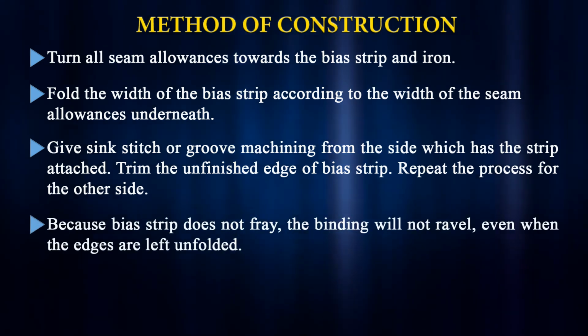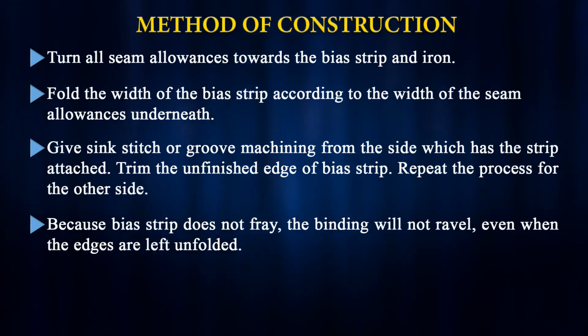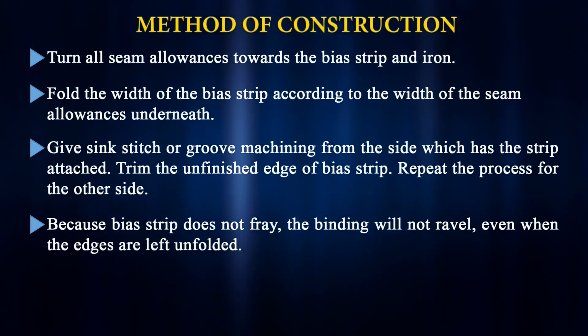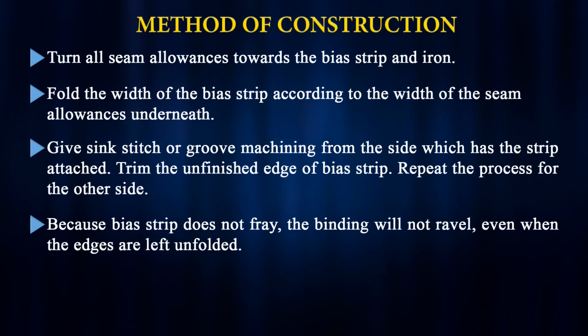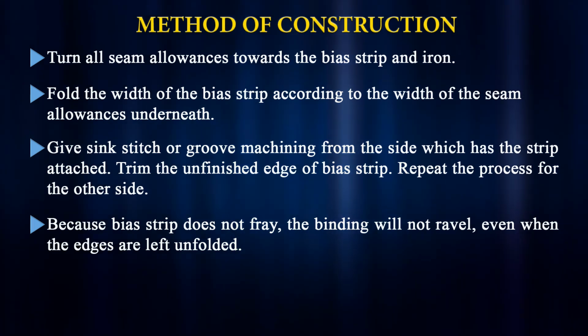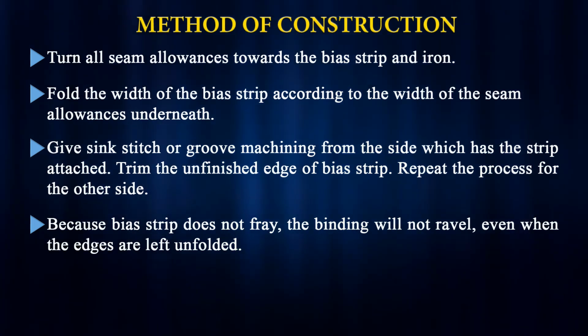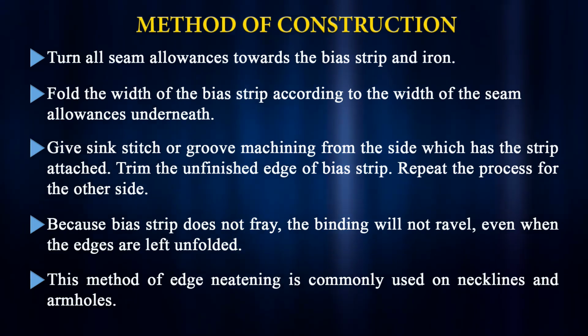Because the bias strip does not fray, the binding will not reveal even when the edges are left unfolded. If we do not fold the edges, it will not fray, because when the fabric is cut on the bias, the threads do not come out from that layer. So this method of edge neatening is commonly used on the neckline and the armhole.